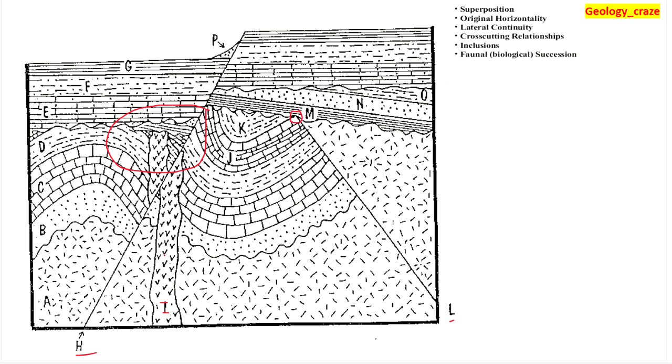Now if we look at the unconformities, here we have an unconformity, and here we also have an unconformity. Here we have an unconformity, and there is one more unconformity here. Numbering is not given, so I put numbering so that it is easy for us to see which one is older. So it is like 1, 2, and 3.